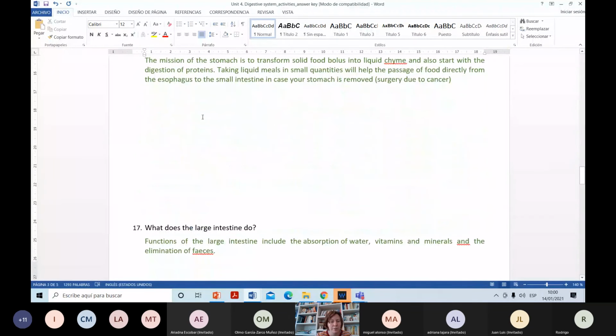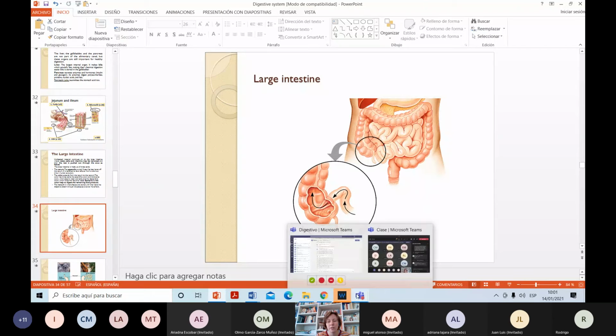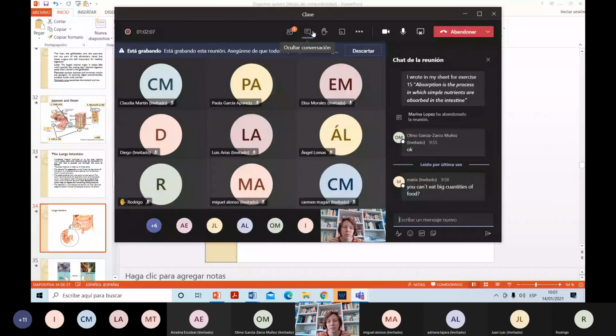And another question. We've got 5 minutes, so we're going to do 2 more questions and that's it. Activity number 17, very easy. What does the large intestine do? Remember, in the large intestine, we had 3 regions that we had represented here. The cecum with the appendix, the colon, and the rectum. What is the mission of all this? Well, the most important mission of the large intestine.